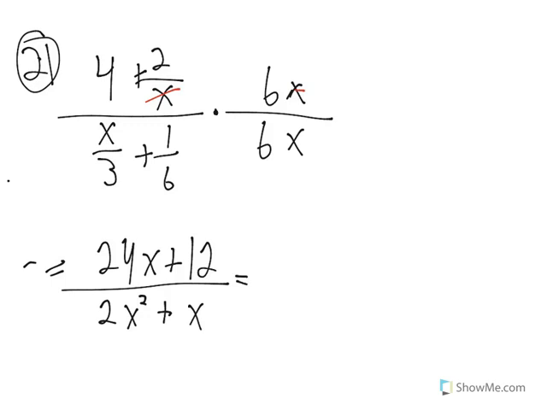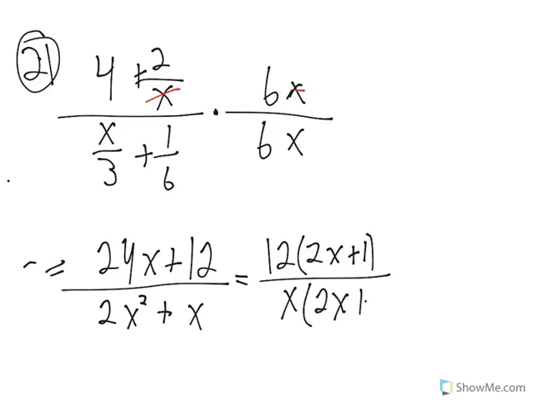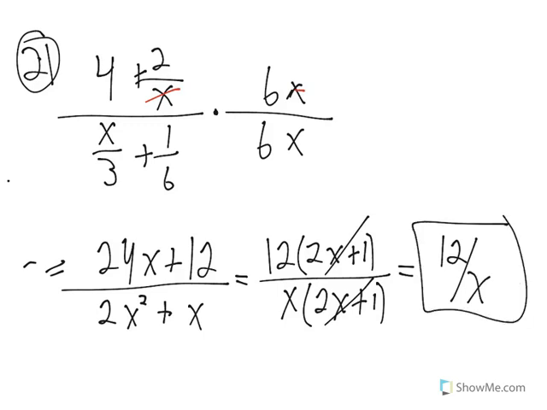And so let's go ahead and factor this out and see if anything simplifies. Check out the top. They're both multiples of 12, leaving 2x + 1. And on the bottom, they both have an x, so factor an x out, leaving 2x + 1. And guess what cancels out? 2x + 1 over 2x + 1, leaving just 12 over x.